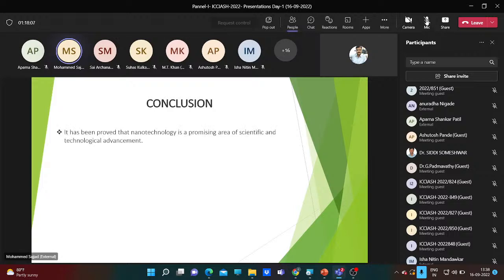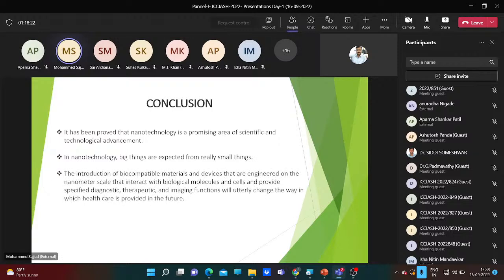So, in conclusion, I will say it has been shown that nanotechnology is a promising area of scientific and technological advancement. In nanotechnology, big things are expected from a really small thing. The introduction of biocompatible materials and devices engineered on the nanometric scale that interact with biological molecules and cells and provide specified diagnostic, therapy, and imaging functions will utterly change the way healthcare is provided in the future.